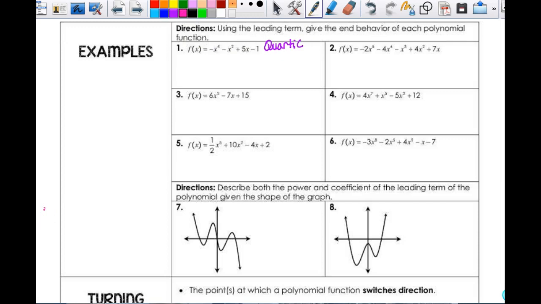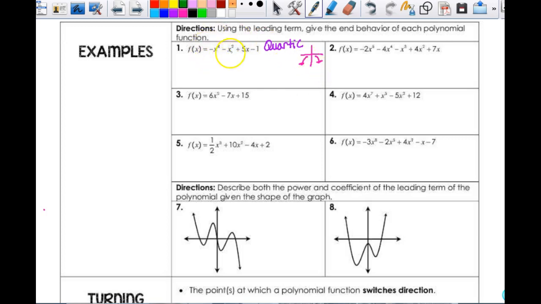So if it's even, the end behavior is the same. It's either up, up, or down, down. So since it's negative, it is down, down. So my end behavior looks like this. Okay. So I got the name of it, I got the end behavior written. After I have that, then I can actually write out my little sentences, which we won't always have to write out every single time, but that is part of what we're doing today.